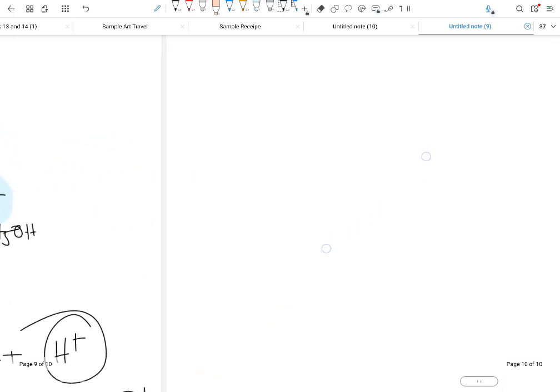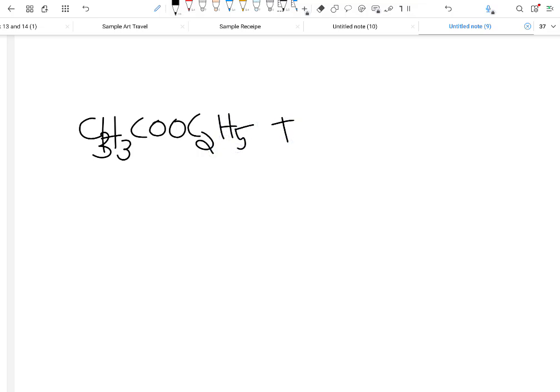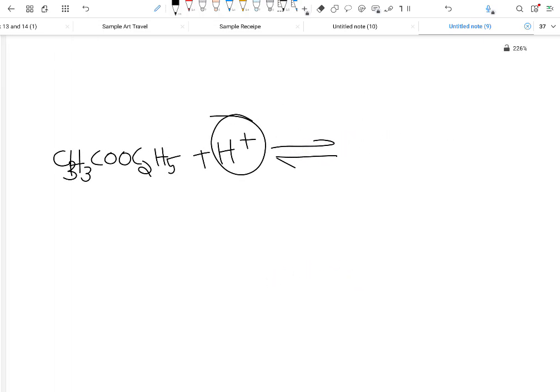Okay, see, once the titration is started, we know that the ester CH3COOC2H5 and H plus will be the reactants, and it will get converted to CH3COOH plus C2H5OH.